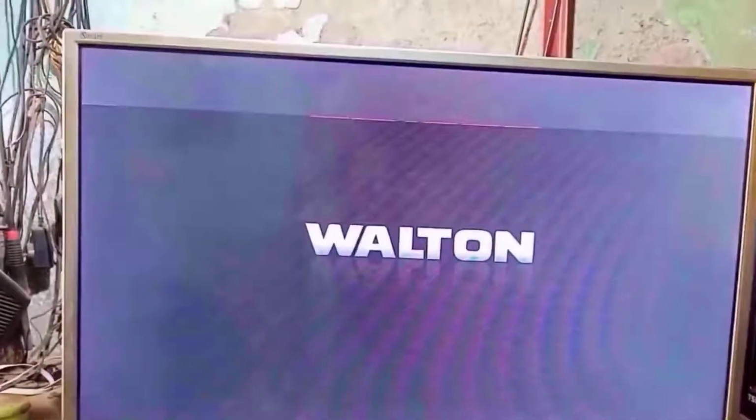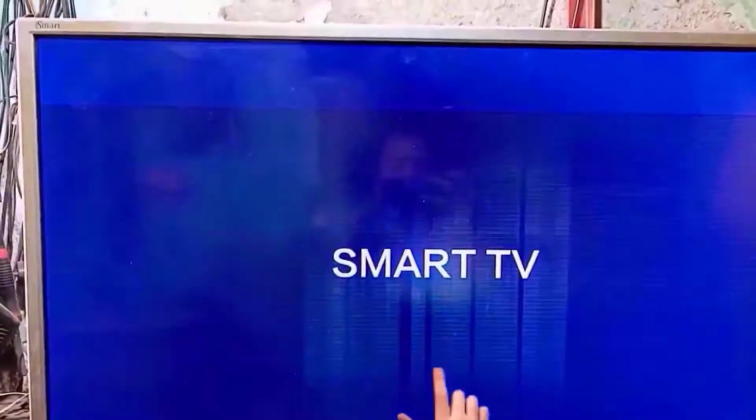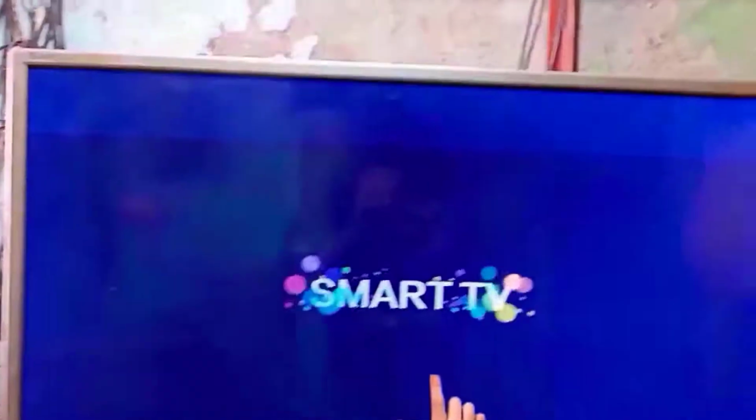Today's topic is the 32-inch Walton LCD TV vertical bar problem. Friends, I am turning on the TV to show you the problem. Look at the TV problem here. One-fourth is good and the remaining three parts show vertical bars.